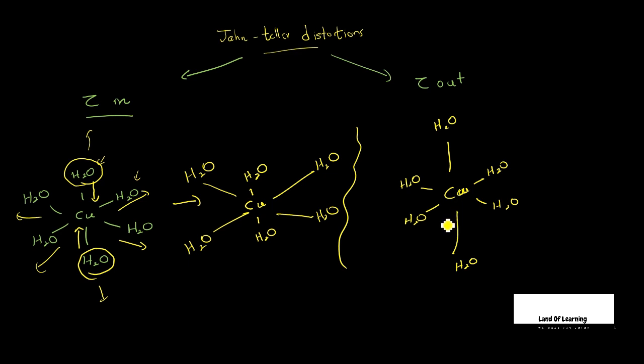But the main problem with the Jahn-Teller distortion is that we cannot identify whether a complex is going with the Z in distortion or the Z out distortion. That's a problem with this method, right? We can tell using this theorem whether the complex is going with either of these distortions, but we cannot exactly say whether it is going towards Z in or Z out. That's a problem. So let me go towards the molecular orbital diagram for it.